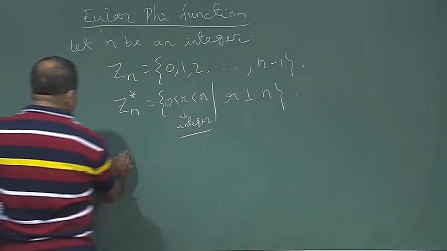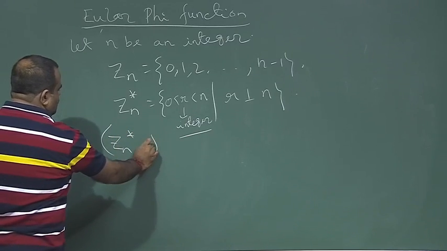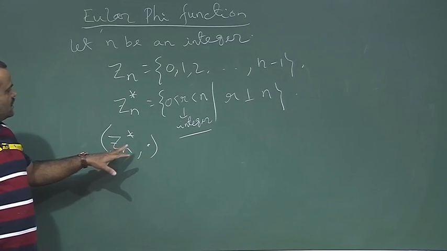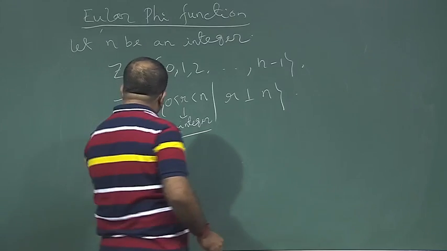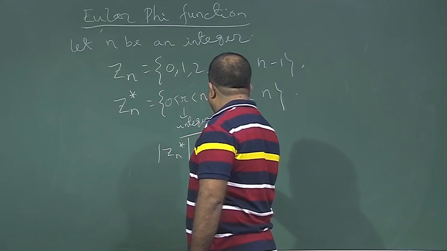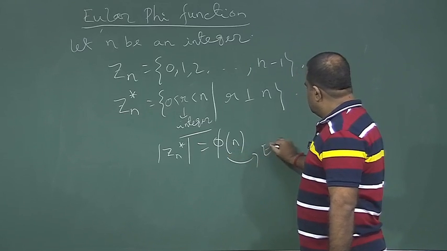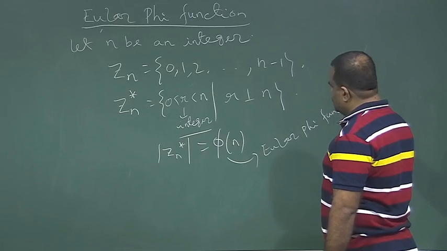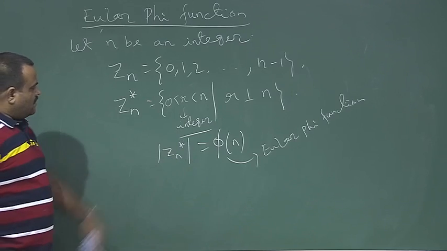So, then this set along with this operation can form a group, not for all composite numbers it will form a group. So, for some composite numbers it will form a cyclic group. Now, the cardinality of this set is denoted by phi of n, Euler Phi function. Okay. So, this is called Euler Phi function, the cardinality of this set, that means the number of elements in this set.